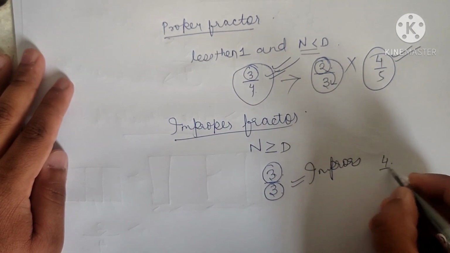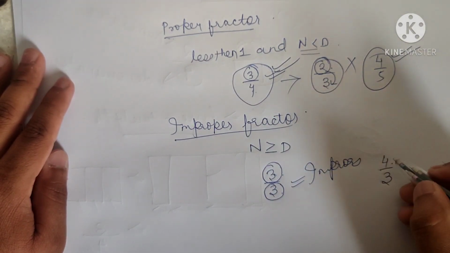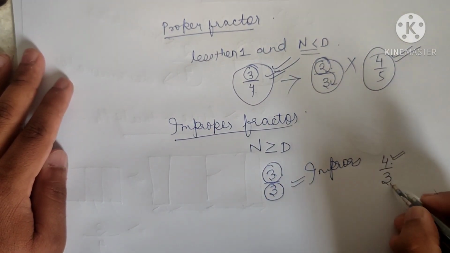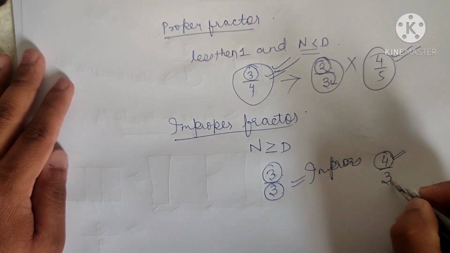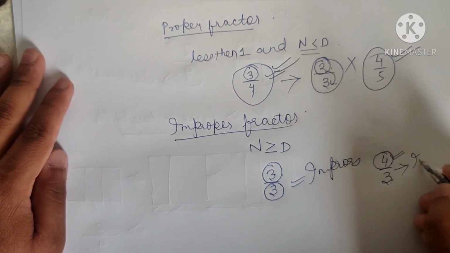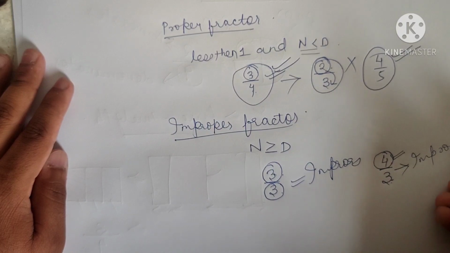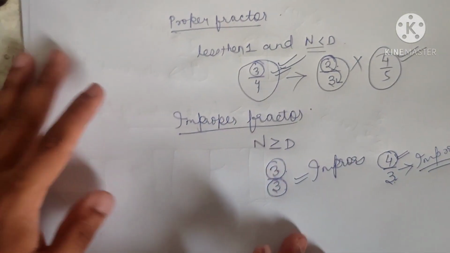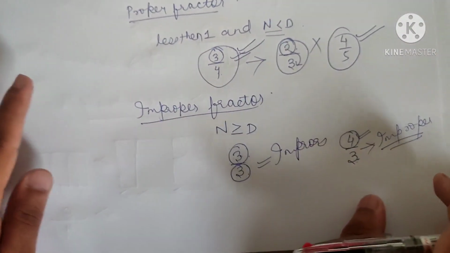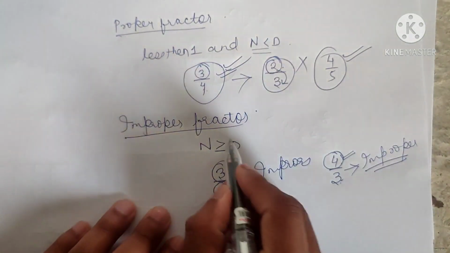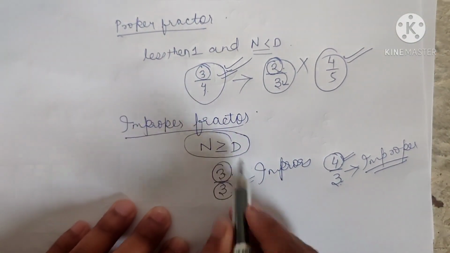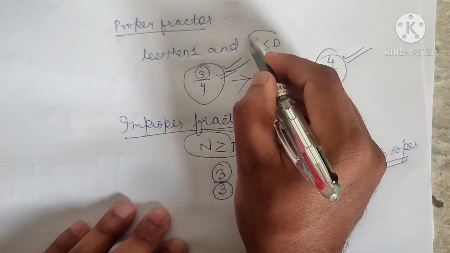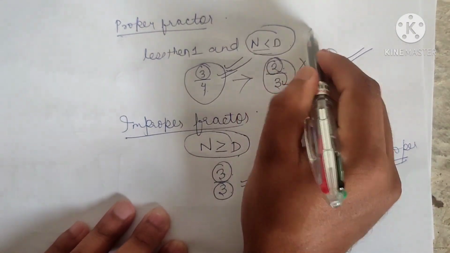Suppose this is 4 by 3. Now we can see that 4 is larger than 3, so this numerator is larger than the denominator. So we will say that this is an improper fraction. Okay, simple. I think that is more than enough if you know the numerator is greater than or equal to the denominator. And for a proper fraction, the numerator should be less than the denominator.